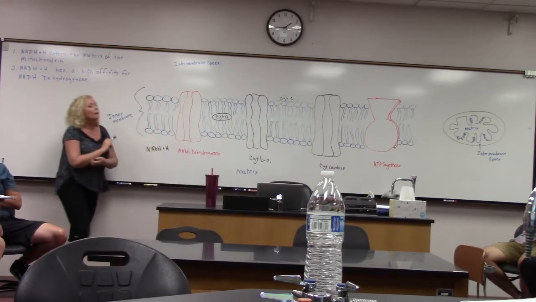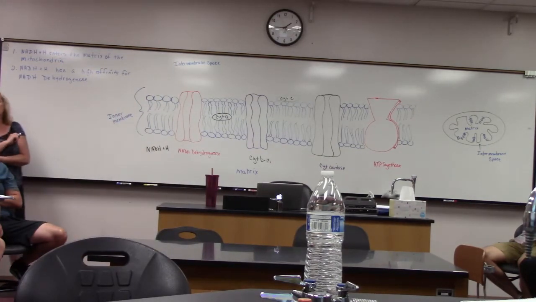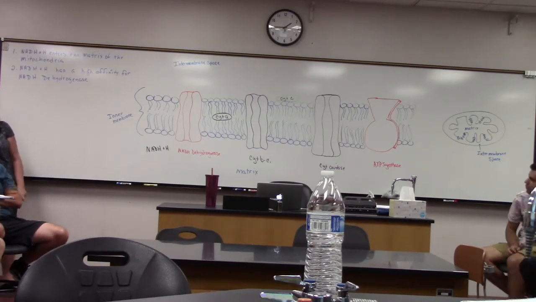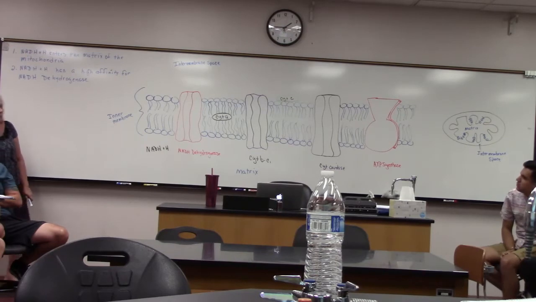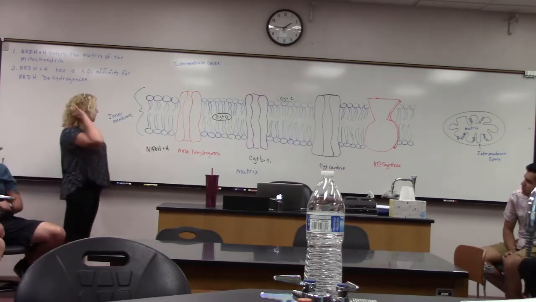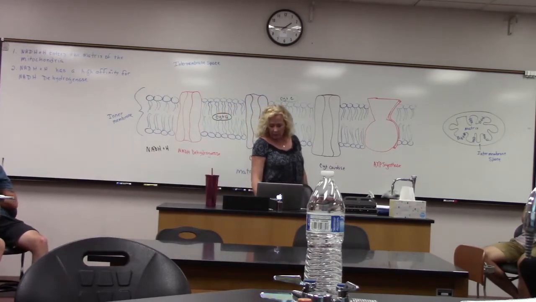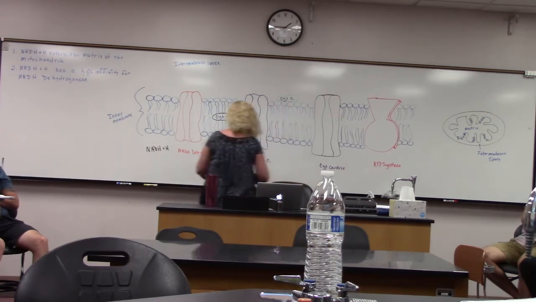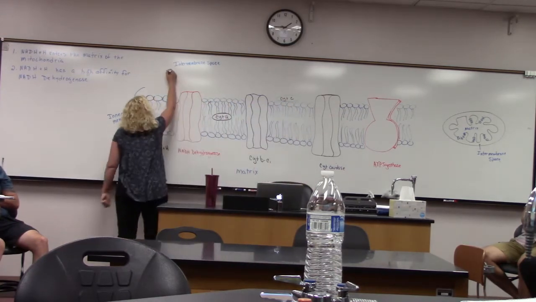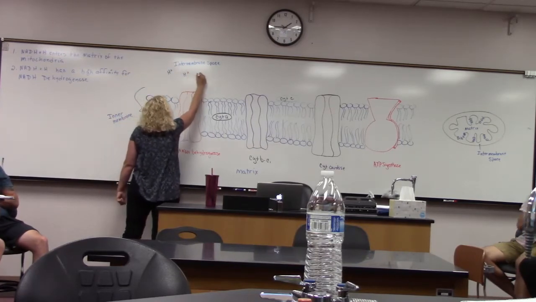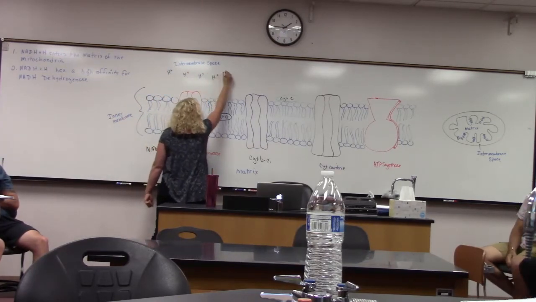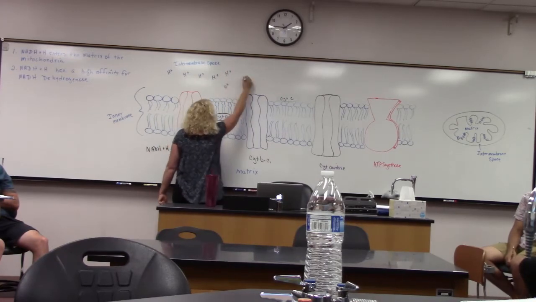Now, there is a difference in concentration of hydrogen ions in the intermembrane space versus the matrix of the mitochondria. I can't remember which way I want to do this so I can make it look appropriate for you. Okay, so in the intermembrane space, there's a very high concentration of hydrogen ions.